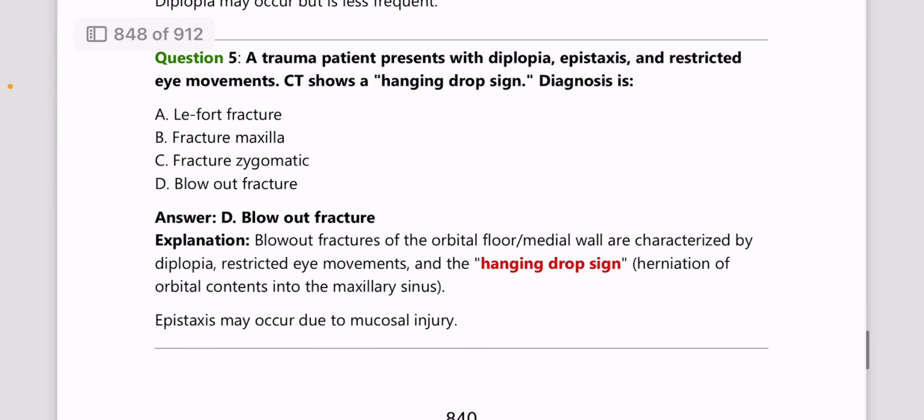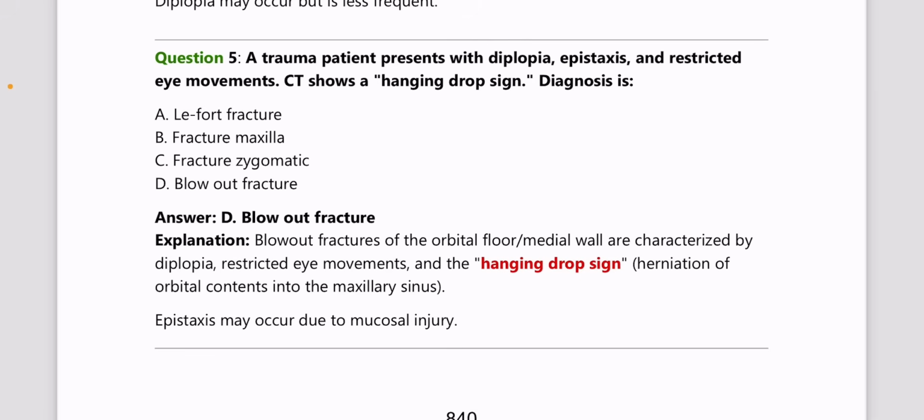Next, a trauma patient presents with diplopia, epistaxis, and restricted eye movements. CT shows hanging drop sign. Diagnosis is blowout fracture. So blowout fractures of the orbital floor or medial wall are characterized by diplopia, restricted eye movements, and the hanging drop sign.